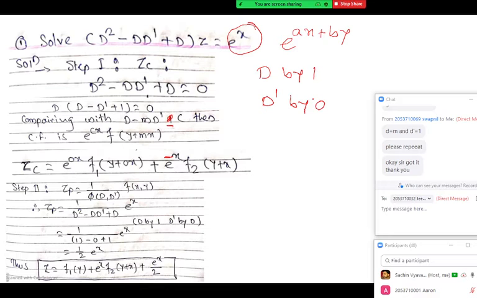So at the end, ZC plus ZP is the complete solution. There is a correction till the end here: e raised to minus x. There is f1 of y plus e raised to minus x, f2 of y plus x, plus e raised to x by 2. That's the final answer. When you complete this writing, tell me, we'll move to the next question. I'll give 1 or 2 minutes, take your time.